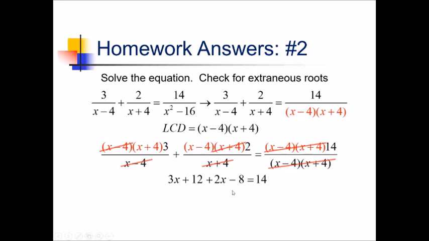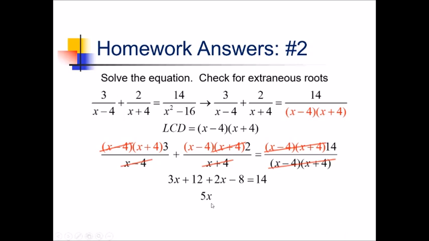Now I notice that we have only linear terms and constants, only x's and numbers. So if I get the x's on one side and the constants on the other, I should be able to solve this pretty quickly. So let's do the x's on the left side. For that, we just have to combine like terms. We have 3x and 2x giving us 5x.